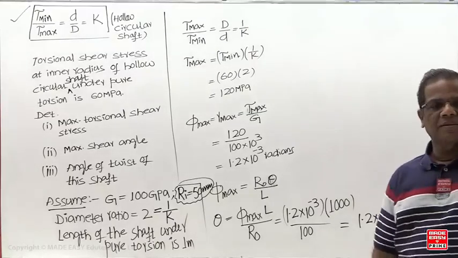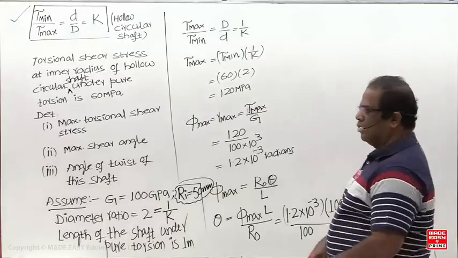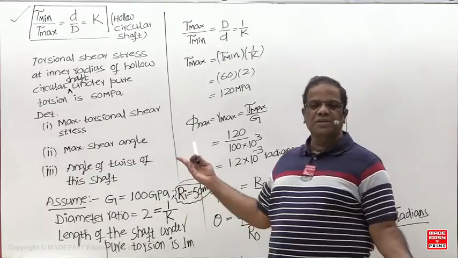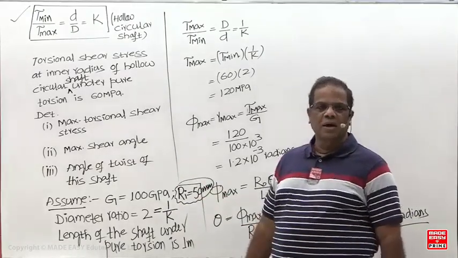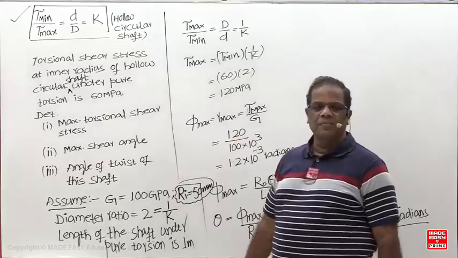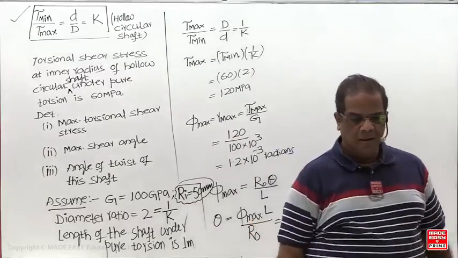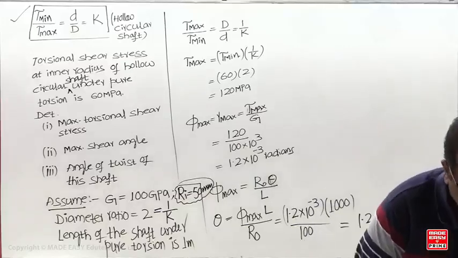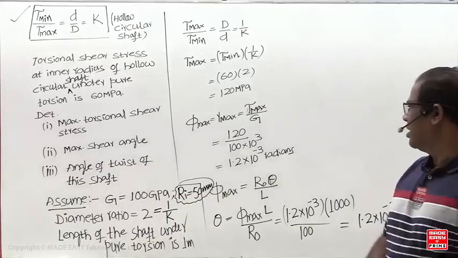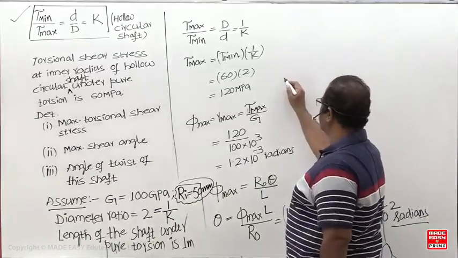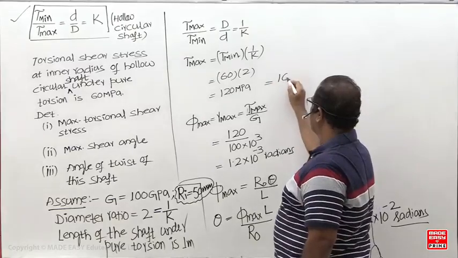How to calculate the who is mentioning now? If you know the maximum shear stress, I can calculate the outer radius. How to calculate? None of the radius is given now. How will you calculate, my dear friend? Who is that now? Rajanshu, how will you calculate, my dear friend? If maximum shear stress is what now? What is the maximum shear stress now?